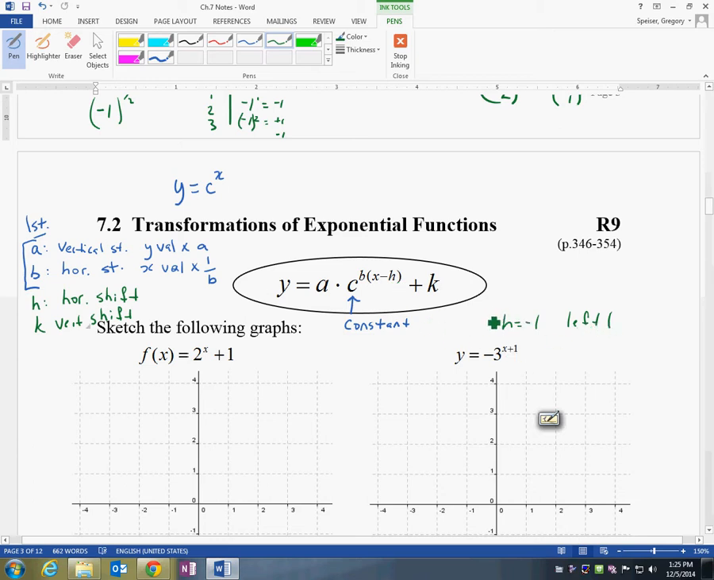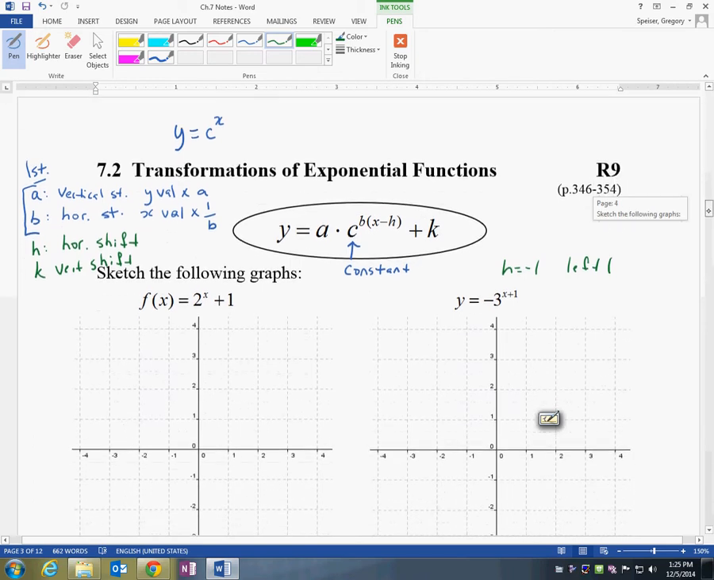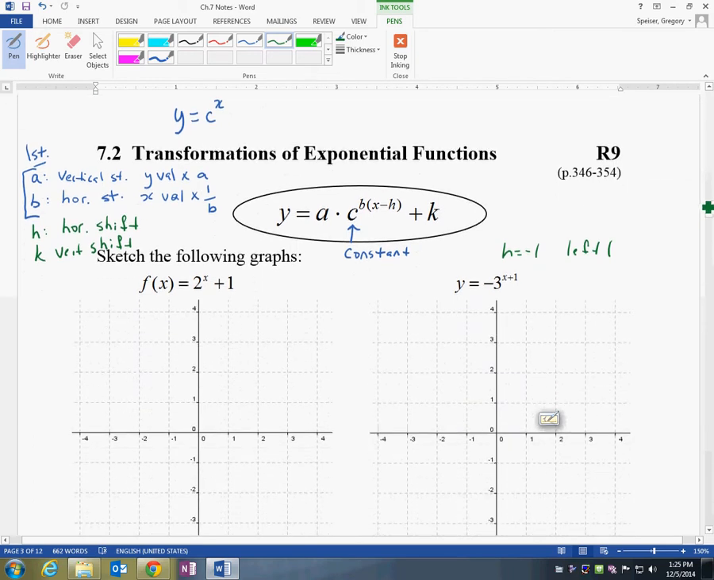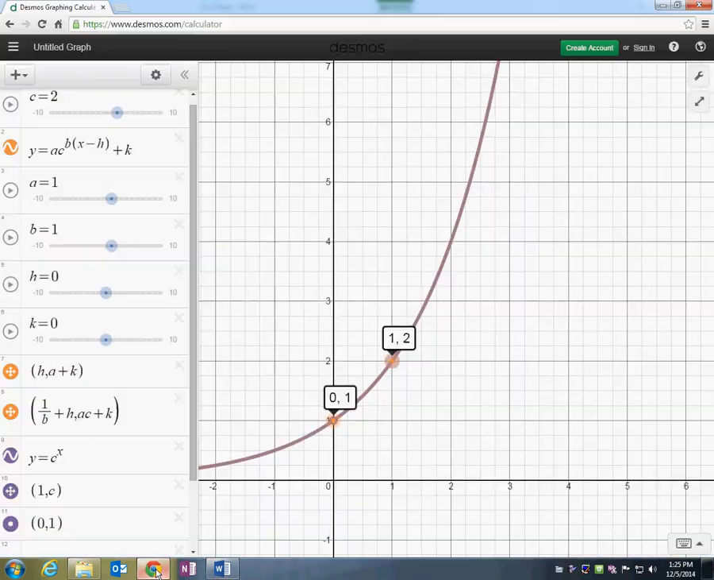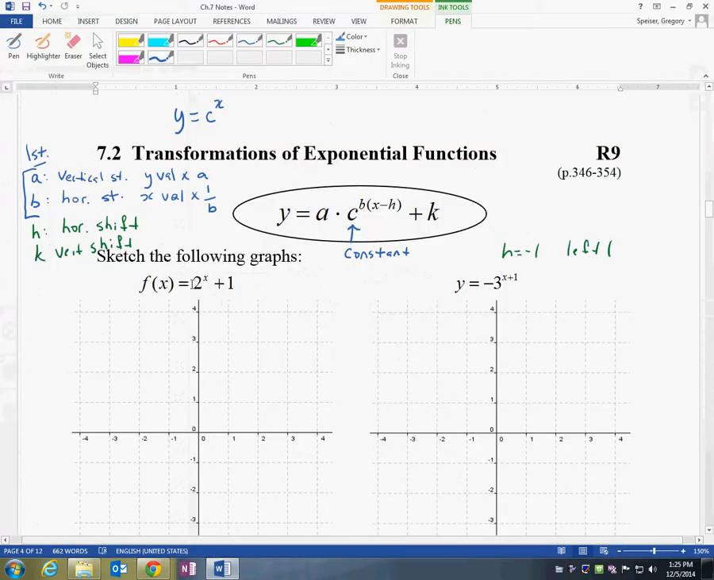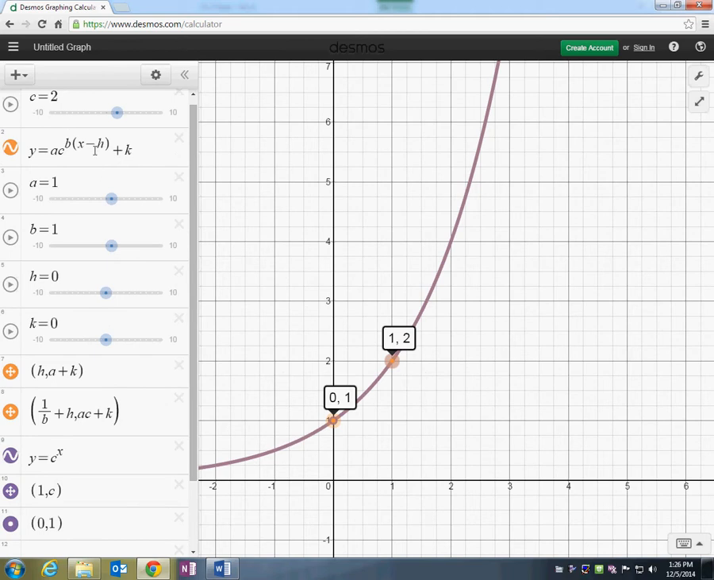Okay, so let's take a look here at how this works in Desmos for a second. Our first one is 2 to the power of x plus 1. This might look a little bit complicated, but I've put in my y is equal to this whole formula. For our first example, my c value should be 2, and my a should be 1, my b should be 1, my h should be 0, and my k should be 1.